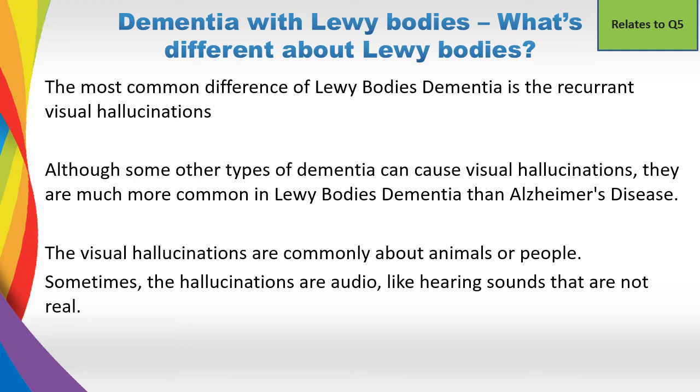The most common difference of Lewy bodies dementia is the recurrent hallucinations. So you can get the visual hallucinations in different causes of dementia, such as with Alzheimer's disease, but they are much more common with Lewy bodies. The visual hallucinations are about animals or people, but sometimes the hallucinations can be audio, like hearing sounds that are not real.